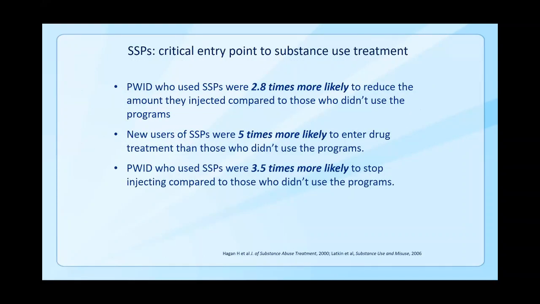Perhaps most importantly, SSPs serve as critical entry points to substance use treatment. Persons who inject drugs who use syringe services programs are 2.8 times more likely to reduce the amount they injected compared to those who don't use syringe services programs. New users of SSPs were 5 times more likely to end drug treatment than those who don't use the program. And persons who inject drugs who use SSPs were 3.5 times more likely to stop injecting compared to those who don't use SSPs.